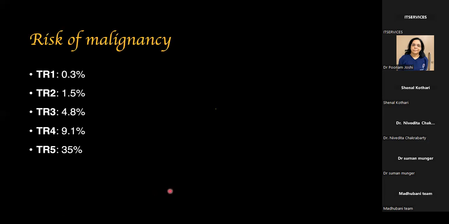So as you can see, the risk of malignancy goes on increasing from TR1 to TR5. So TR5 has a risk of malignancy of 35%. Now, all of this, that is the ACR TIRADS score, has been developed to reduce unnecessary FNAs and biopsies, and also to judiciously utilize the available resources, because usually the differentiated thyroid cancers are indolent in behavior. So this ACR TIRADS was conceptualized.